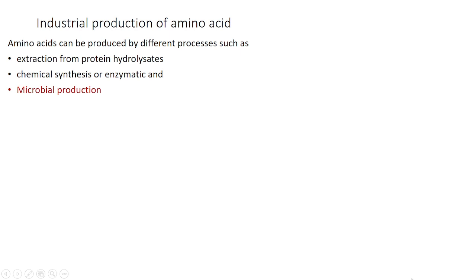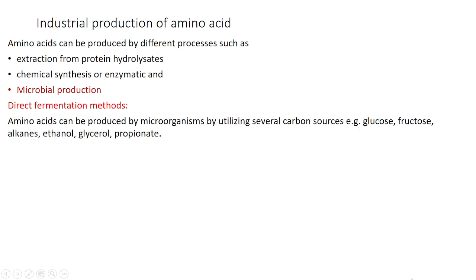So how are different microorganisms used for the production of amino acid? Let us look at this. You can use microorganism for the direct fermentation method, where you're growing the microorganism using certain raw materials and carbon sources like glucose, etc. And after the microorganism or during the growth of microorganism, certain amino acids are produced. These amino acids are extracted from the media, purified and used.